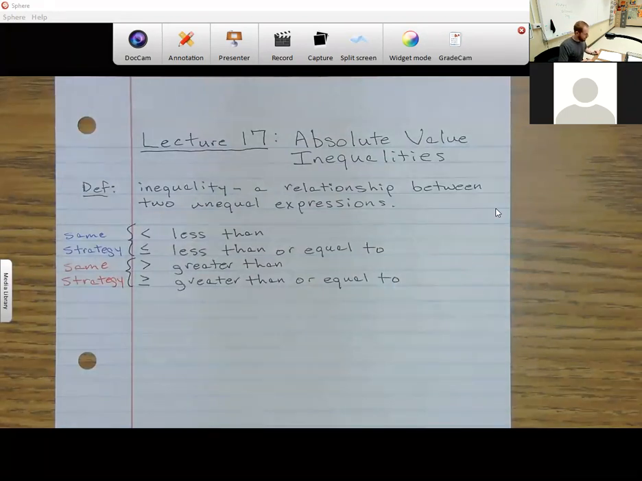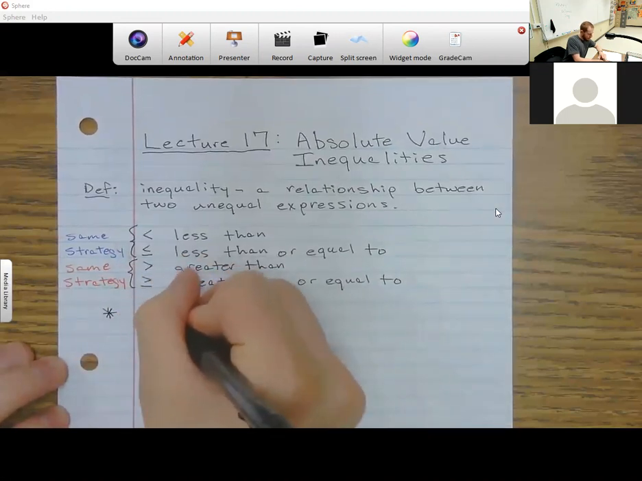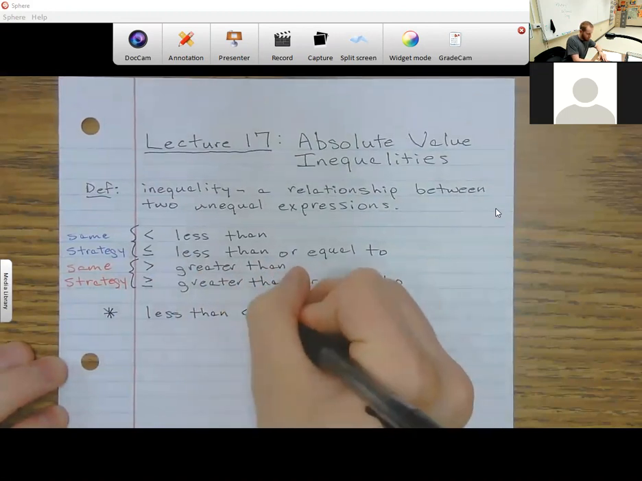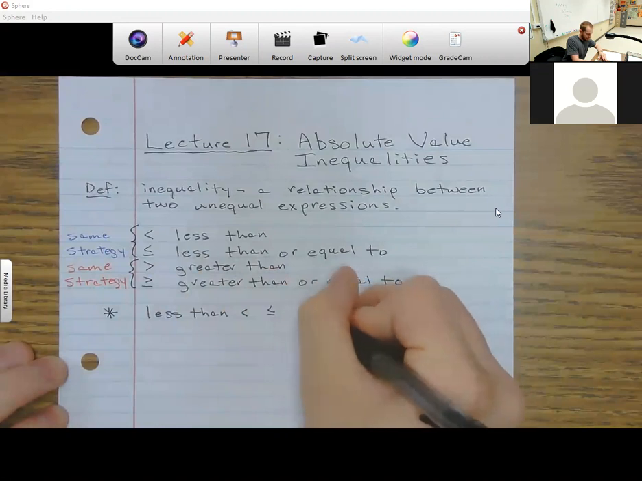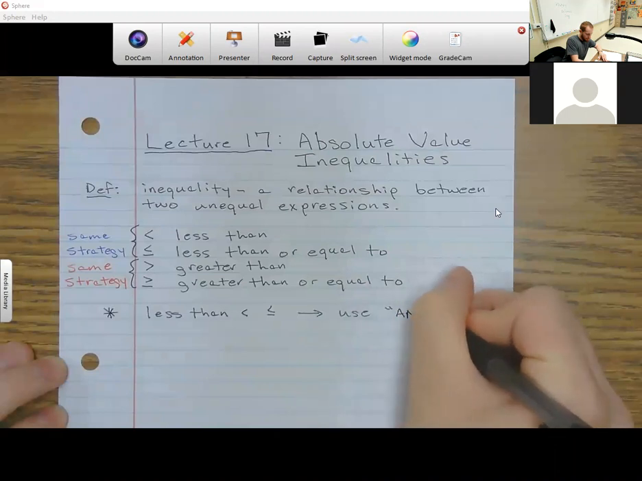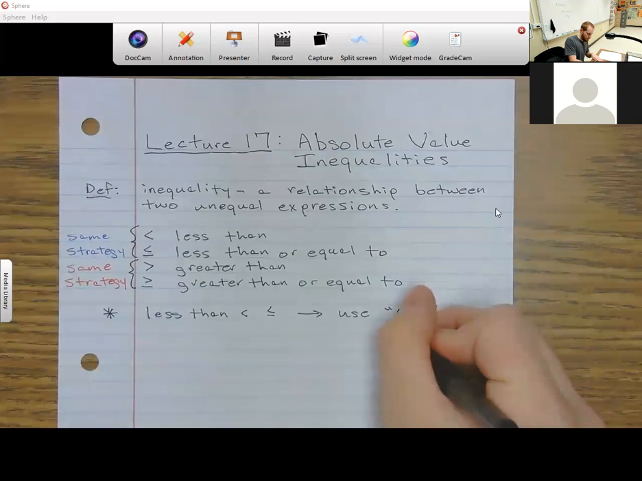Okay, so if we have a less than, let me put a star beside this. If you have a less than, which could be this or this, then you're going to use the word and. And you'll see what that means in a second when we start going over examples of how this is done. But basically all you need to know is if you see a less than symbol, whether it's the less than or it's the less than or equal to, you're going to be using the word and. So let me underline that.